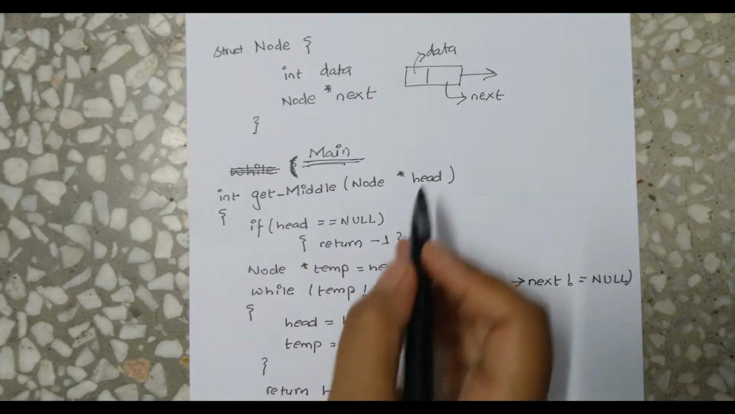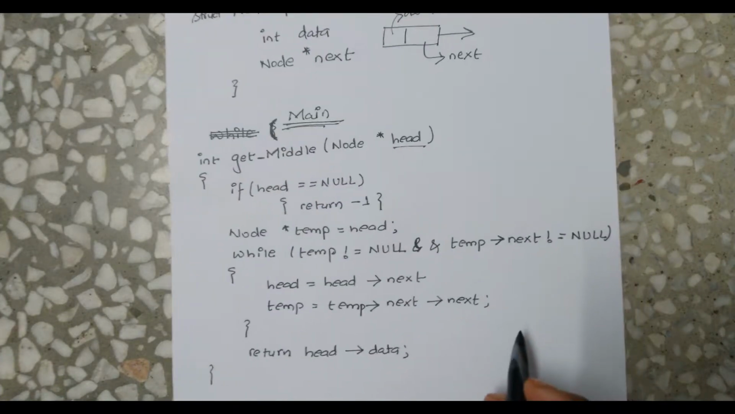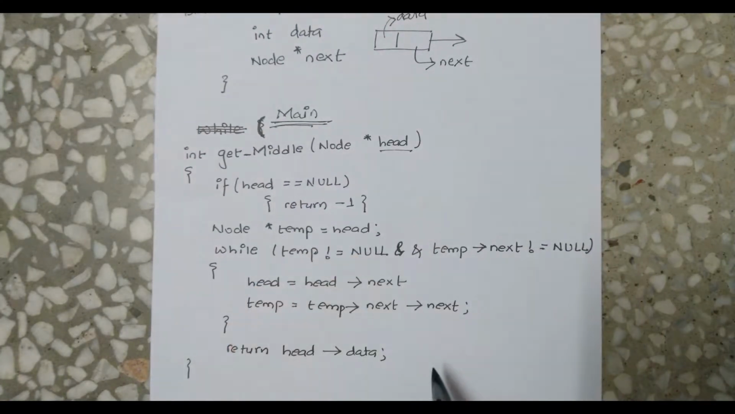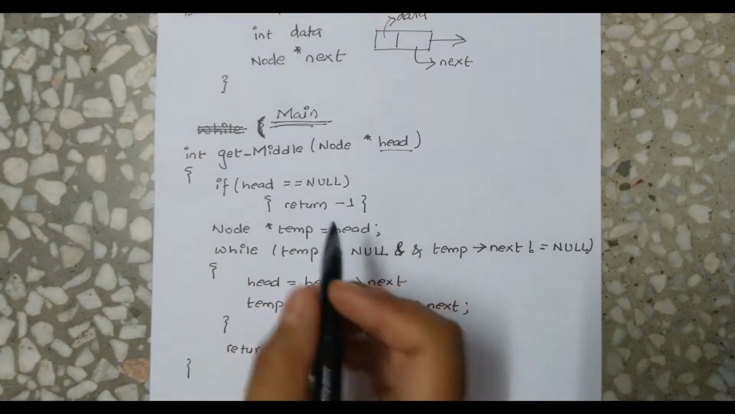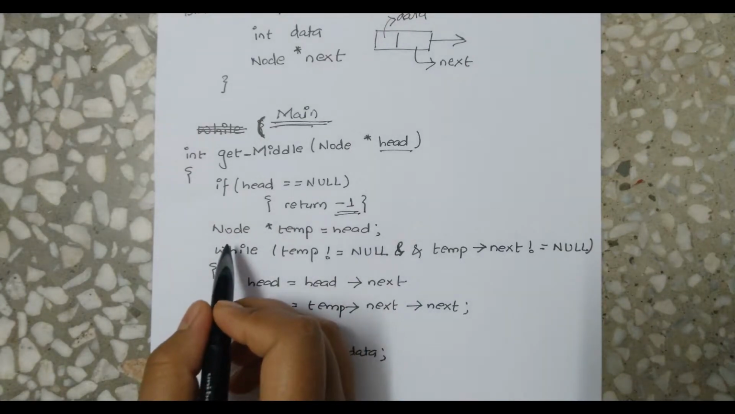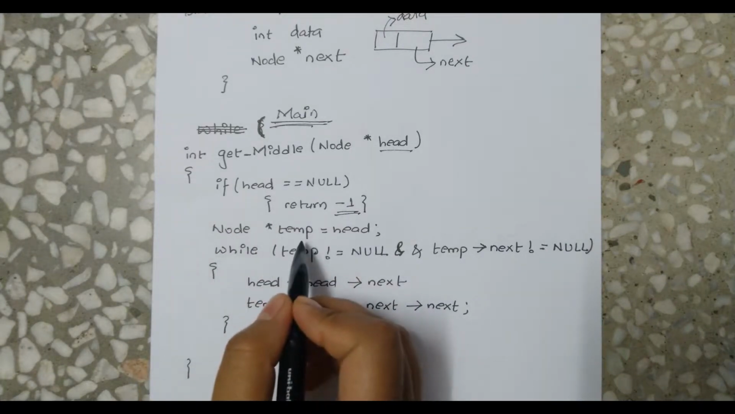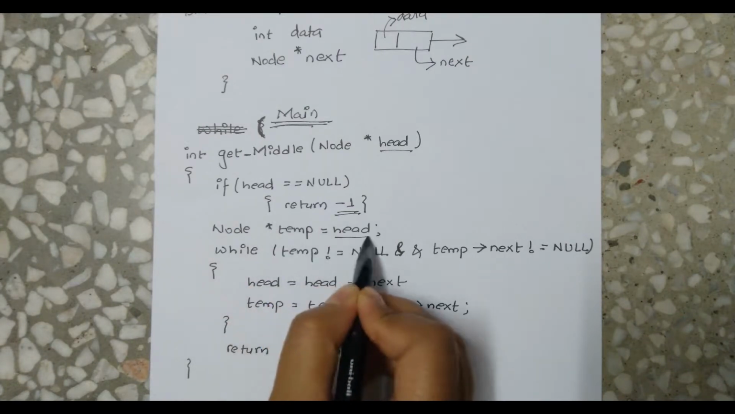Now we have the head pointer and we have to find the middle element. So the code implementation will be something like this. If the head is equal to null, then there is nothing to do, just return -1. Apart from that, now let's initialize a temporary variable to the head.